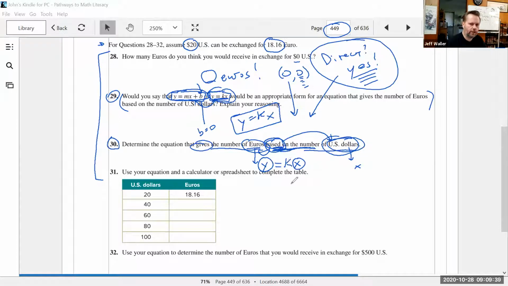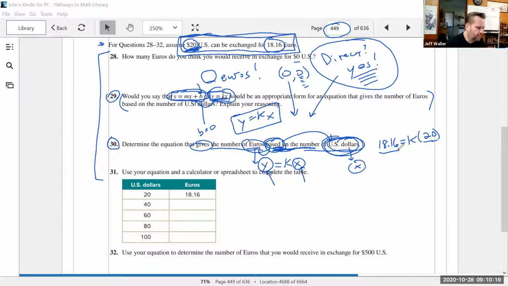Now, how do I solve for K? How do I get what K is? Do I know what Y and X are in some situation? Yes, good. Divide the euros by dollars. Yes, 18. All right, try to catch up to you. So if you put it into the equation, the number of dollars is X. So $20 gives me 18.16 euros.